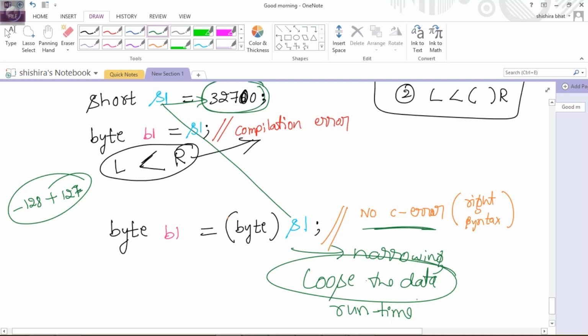You get some crazy data, right? Because 32,700 cannot be stored in byte. You don't get an exception, you don't get an error, anything, but you're going to lose the data. That's why you have to be careful.